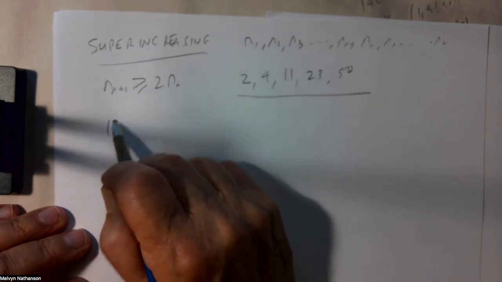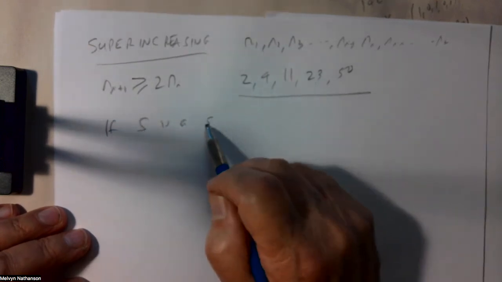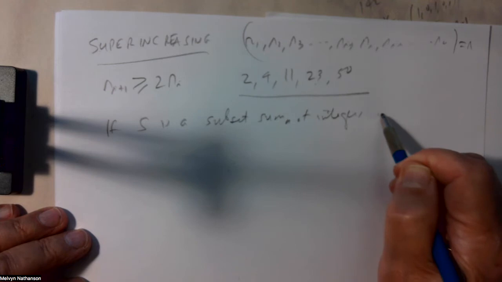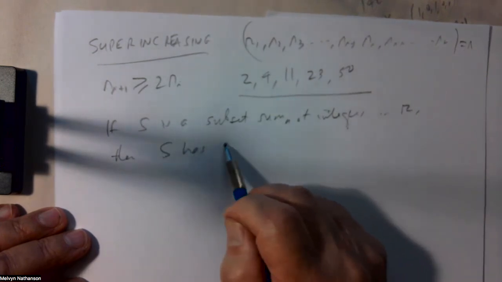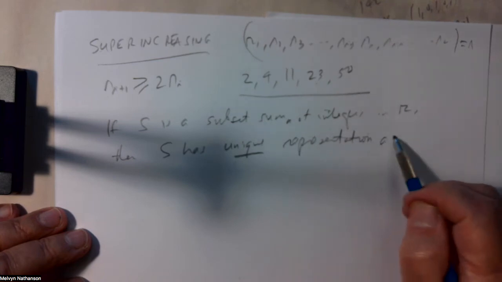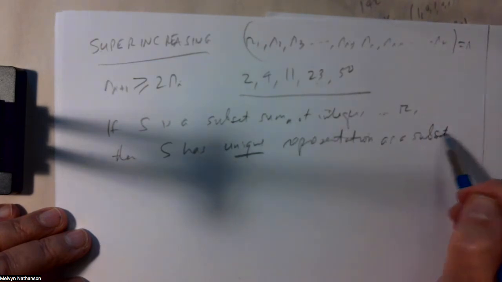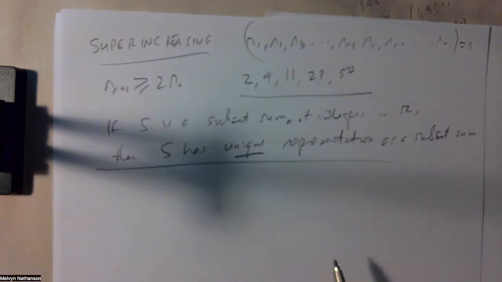And a super increasing sequence has the property that if S is a subset sum of elements of integers in the super increasing sequence R, then S has a unique, one and only one, representation as a subset sum.